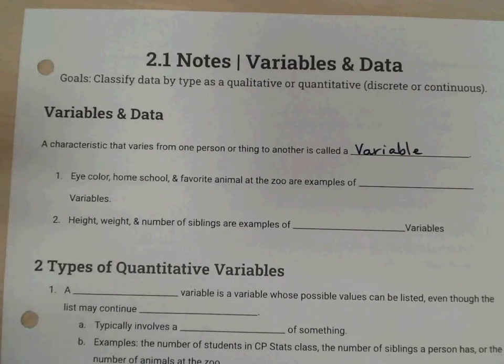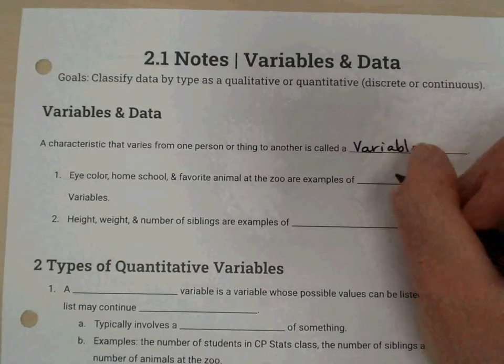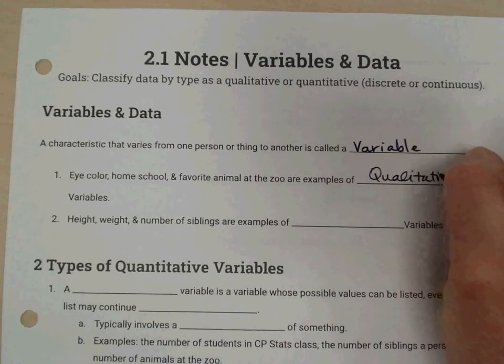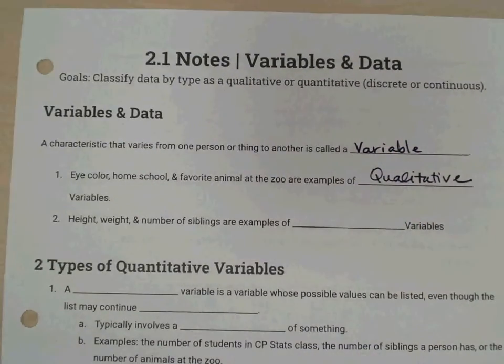Number one, eye color, homeschool, and favorite animal at the zoo are examples of qualitative data, or variables, qualitative. And then height, weight, and number of siblings are examples of quantitative. Good.